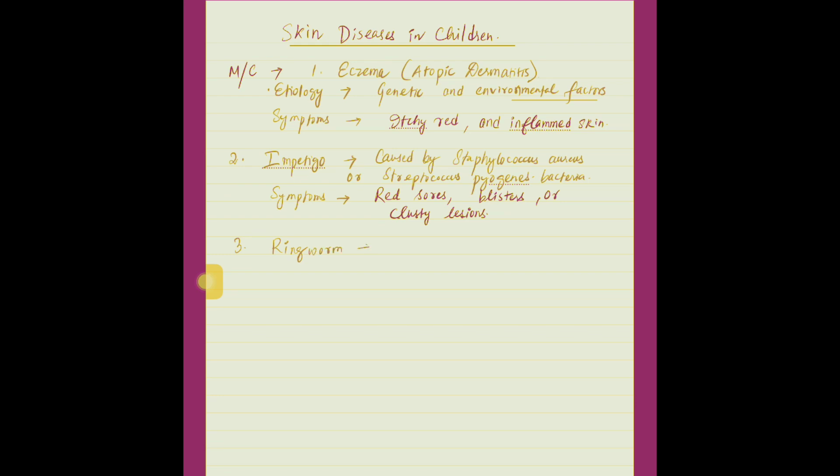Ringworm, also known as tinea infections. Etiology: fungal infection of various species. When we talk about symptoms, if you have ringworm infection, you will have a circular, red, and scaly type of rash.